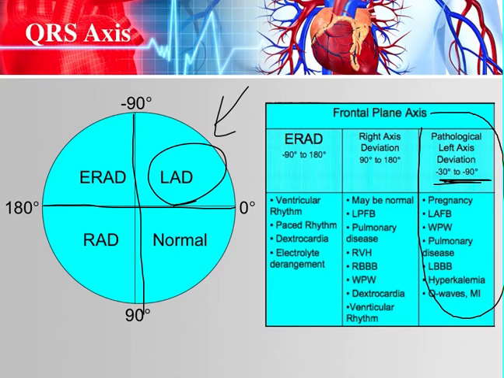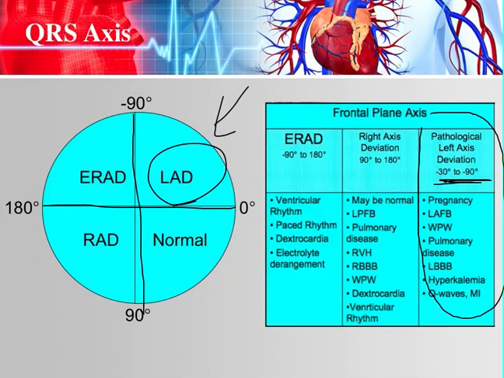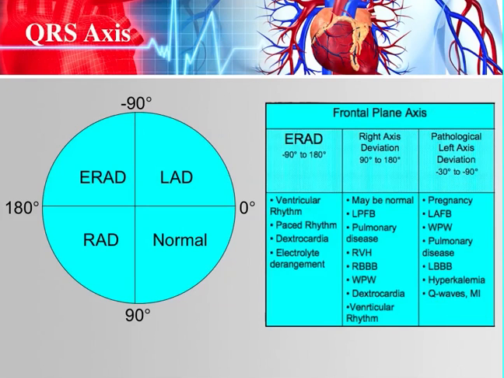The one way to tell real quickly that you have left axis deviation is if you're past the negative 30 mark. So if you're between 0 and negative 30, you're at physiological left axis deviation, which just means it could be a normal thing for that patient. It could be a normal variant. If you're between negative 30 and negative 90, you're at the pathological left axis deviation, and that means that some sort of disease process is probably taking place causing the QRS axis to be deviated to the left.